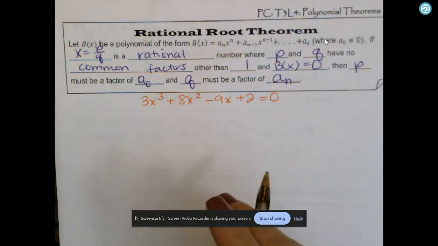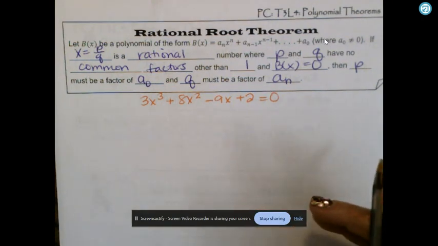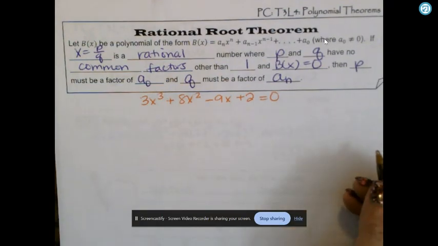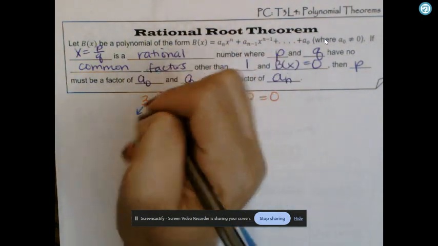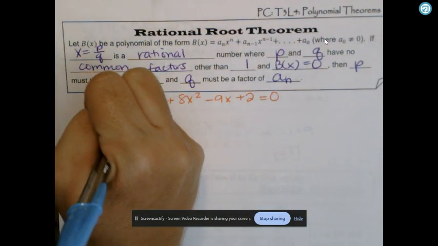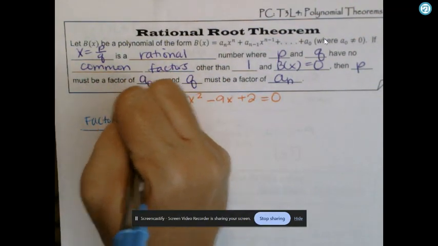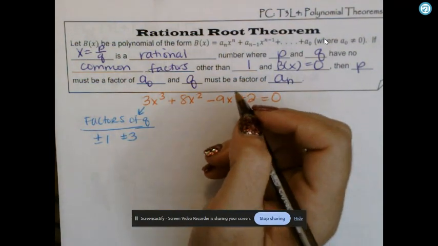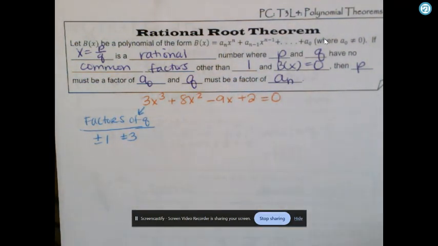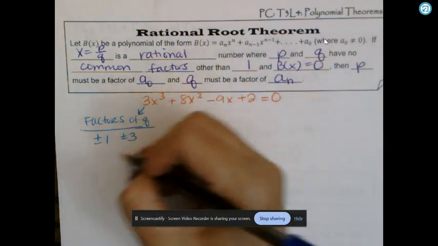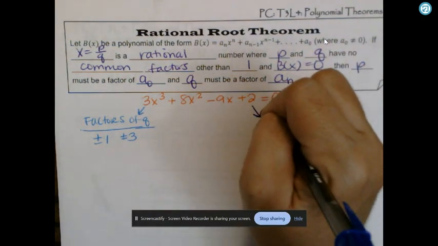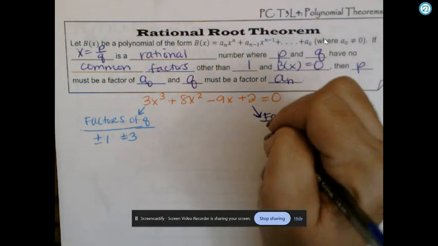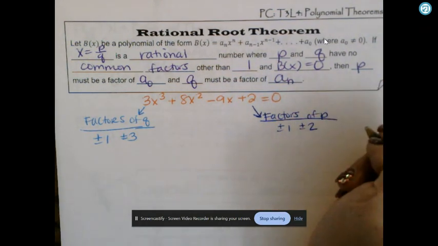So we're going to go into the factors of Q and the factors of P. Q is your very first number, your leading coefficient. So we're going to find the factors of Q. Well, that's easy. The only factors of Q are 1 and 3, but we know we can have plus or minus of either of those. Same thing, Q is your front number. P is your last or your constant number. So factors of P in this situation, for 2, are plus or minus 1 and plus or minus 2.